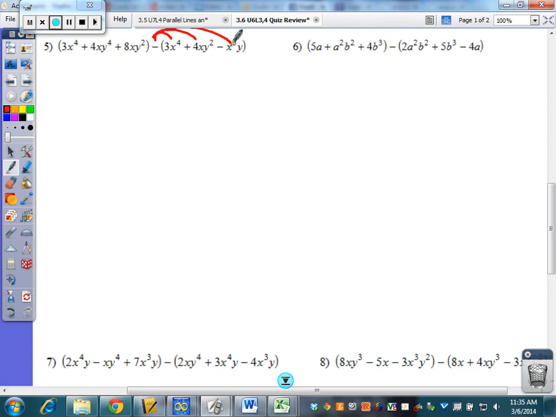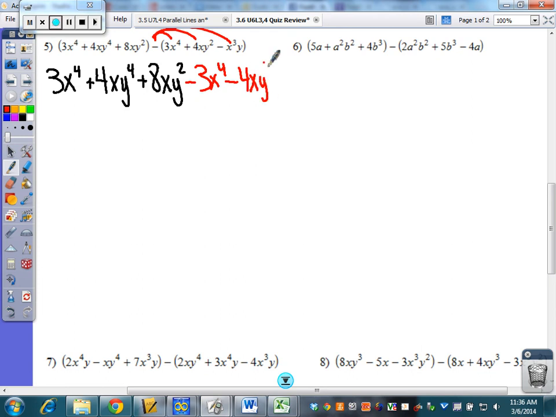So here we're going to rewrite the first term, 3x to the fourth plus 4xy to the fourth plus 8xy squared. Distribute the negative: negative times 3x to the fourth is minus 3x to the fourth, negative times 4xy squared is minus 4xy squared, and then negative times negative is positive x cubed y.